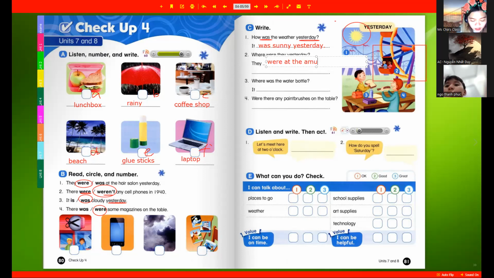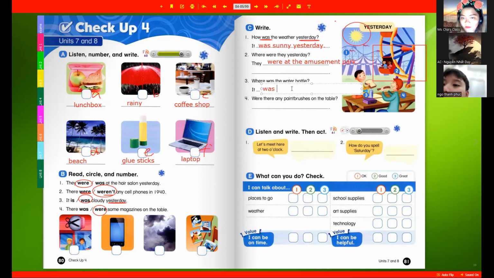Okay. How about in number three? Where was the water bottle? Where was the water bottle? It was on the table. It was on the table. Excellent.